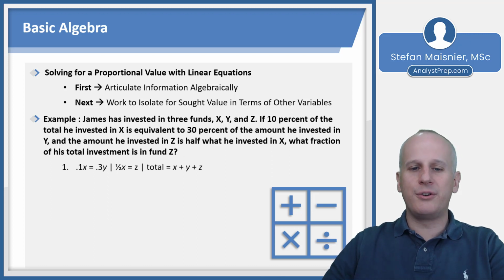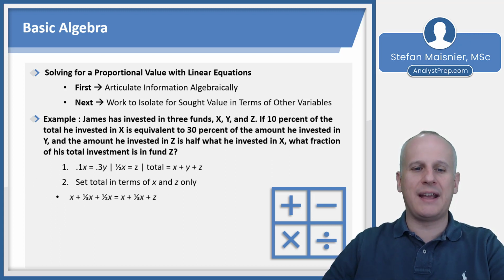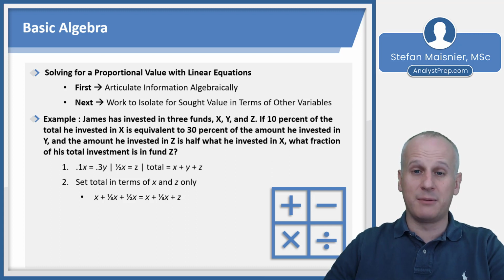So we're trying to figure out what fraction of the total investment is in fund Z. So we've got to relate two variables to each other as opposed to three. So we'll set the total in terms of X and Z only, and that's going to tell us that when we do our 0.1 X is equal to 0.3 Y, we can multiply the whole thing by 10 first to see that X is equal to 3Y. So that means that Y is equal to 1/3 X.